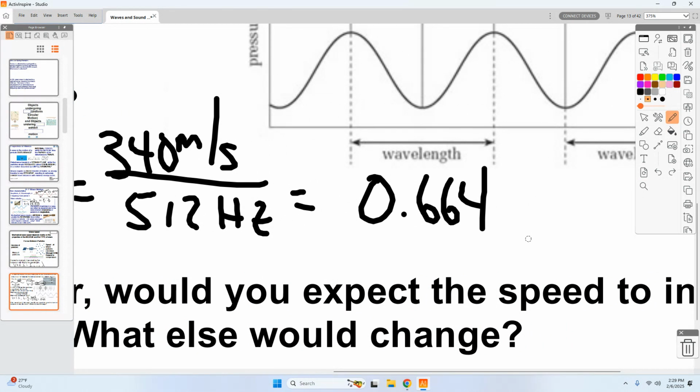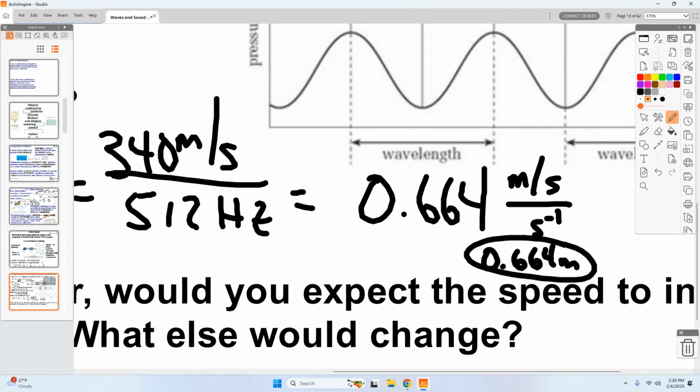So again, sometimes we get confused by what these things mean here. So I'm going to write this. Instead of writing it as hertz, I'm going to write it as seconds to the -1 power. Do you see how that would sort of reduce out? And that would just turn into meters. So 0.664 meters. That would be the wavelength of that particular wave.